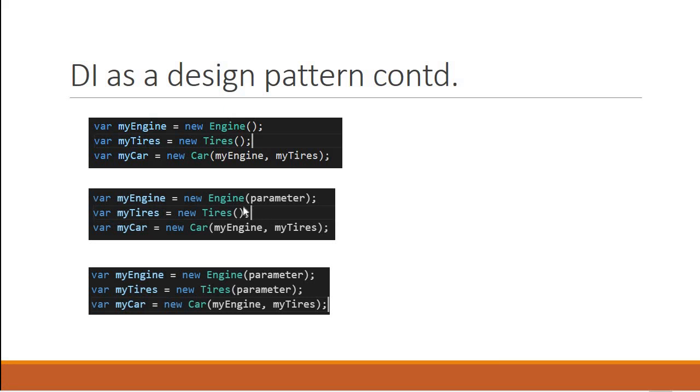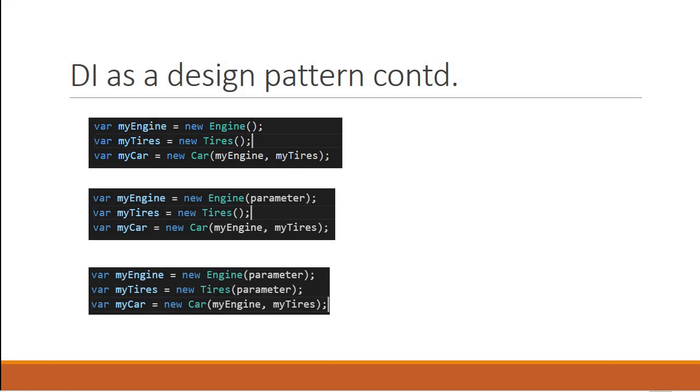Now even if the engine evolves to take a parameter, there is no change in how we make the car. So you can see that the engine now takes a parameter, but the car still accepts that engine without a problem. And same is the case with tires. Even if the tires now takes in a parameter, there is no change in how we make the car. Our code is much more flexible now. Even if we make changes to the dependencies, the car class remains intact.